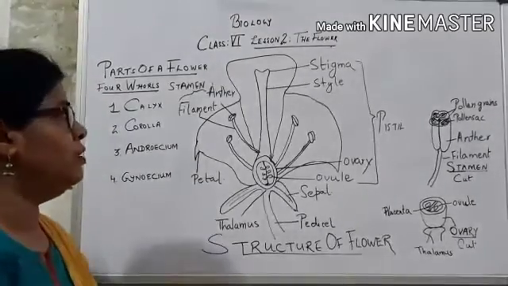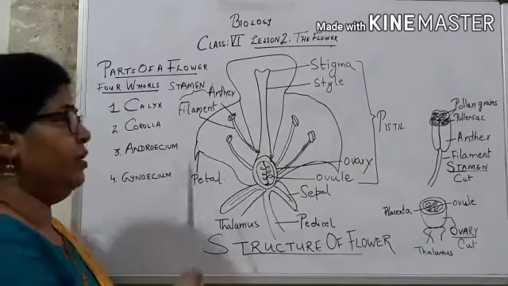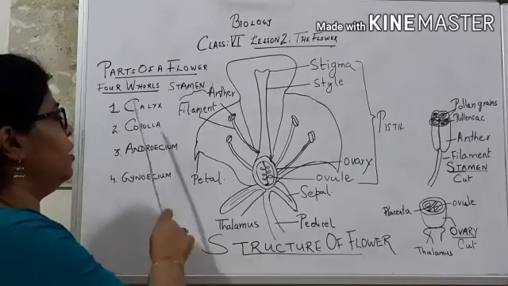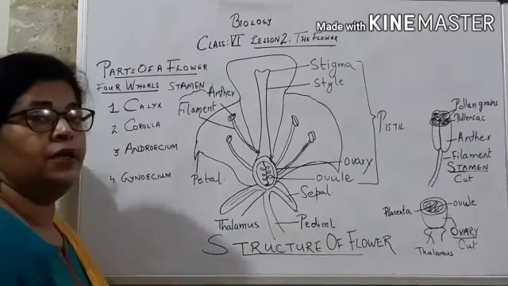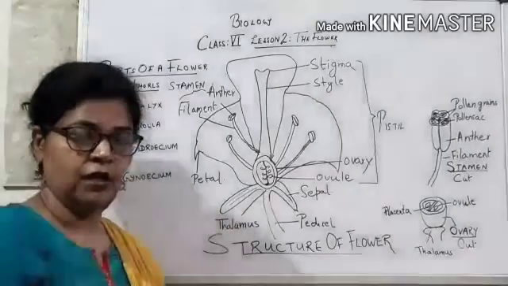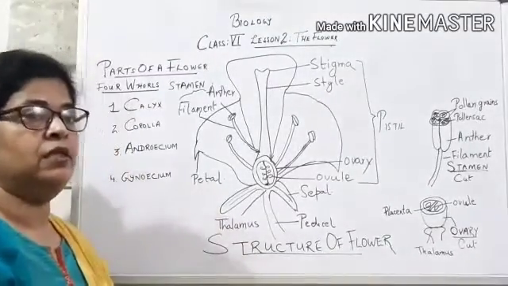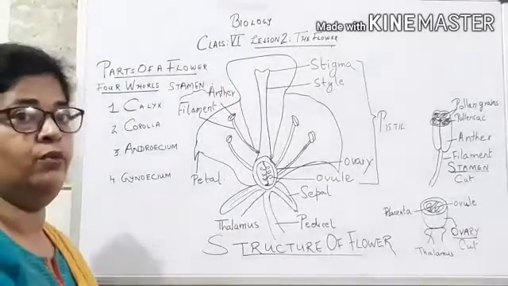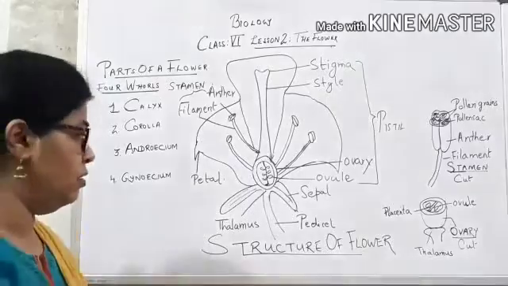Now we will study one by one the various whorls of the flower. The first whorl, calyx, is made up of sepals, which are mostly green in color, but in a few flowers they can be of different colors also, as in gulmohar.